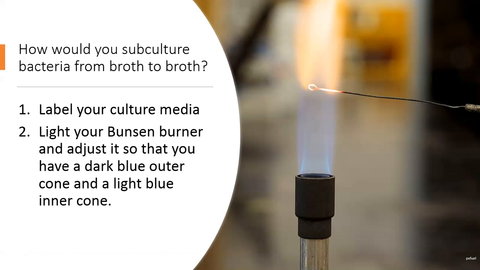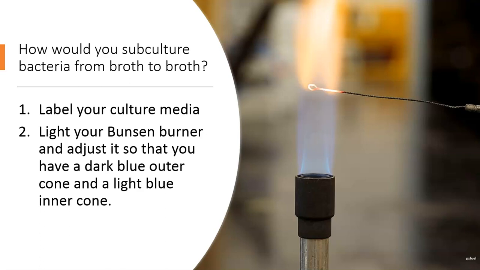Okay, let's review. How would you subculture bacteria from a culture to a broth? Well, before you start the experiment, you've got to label your culture media. In this case, we'll have two test tubes. So you'll want to make your label in the middle of the test tube, preferably with a Sharpie marker that you write directly onto the tube with.